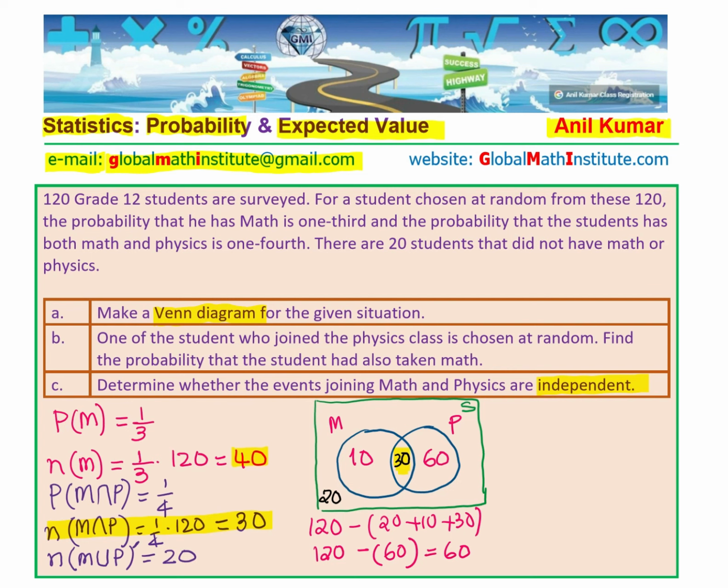Perfect. Now we've done the first part, which is the Venn diagram. Let's look into part B. One of the students who joined the physics class is chosen at random. Find the probability that the student has also taken maths. So if we say one of the students who joined the physics class, we are choosing from this category, correct?